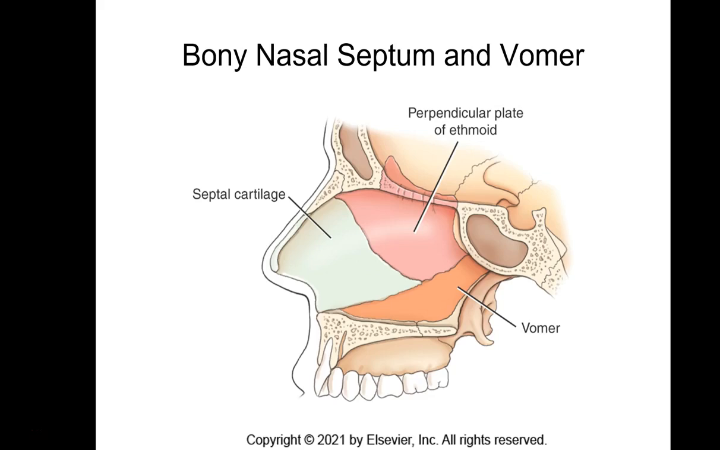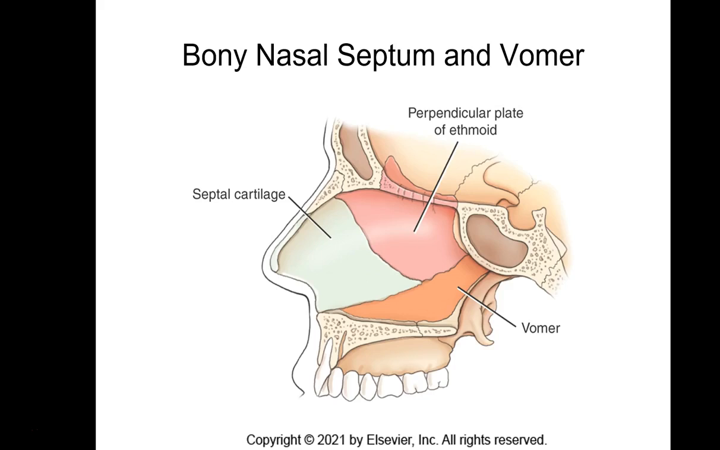So the midline structures of the nasal cavity are called the nasal septum. The ethmoid and the vomer form the bony nasal septum. And specifically, the septum is formed superiorly by the perpendicular plate of the ethmoid bone, which you can see here in pink, and inferiorly by the single vomer bone, which you can see here in orange. Anteriorly, the nasal septum is made up of cartilage and is simply called the septal cartilage.